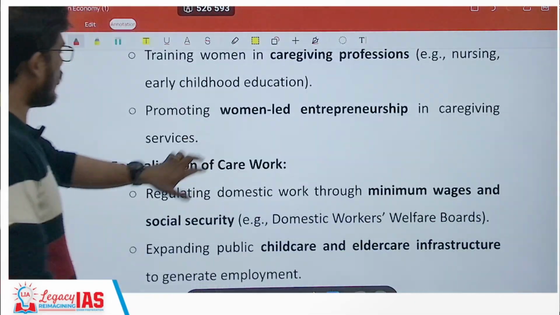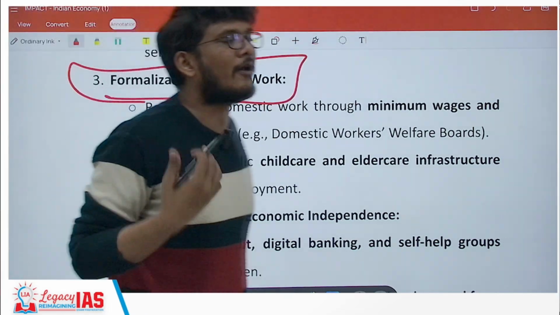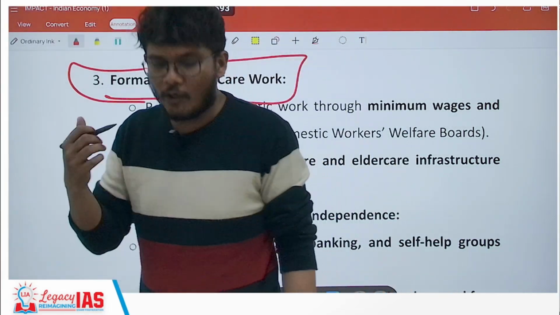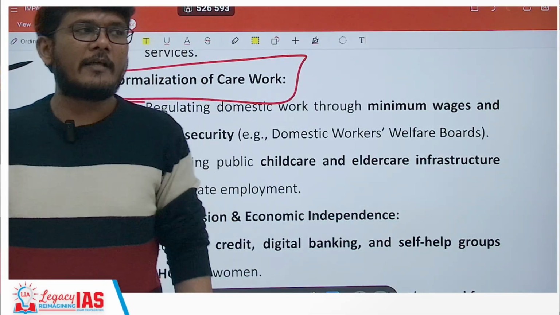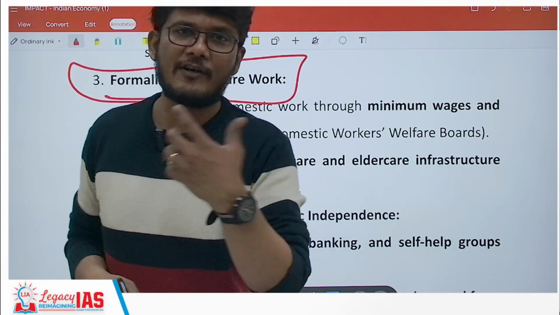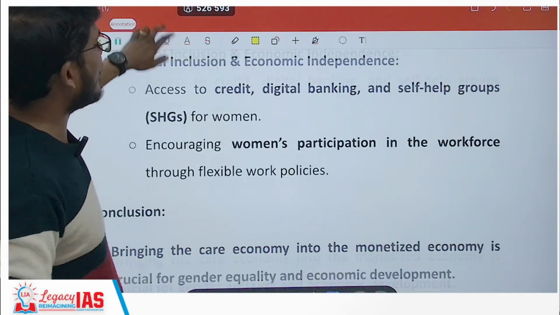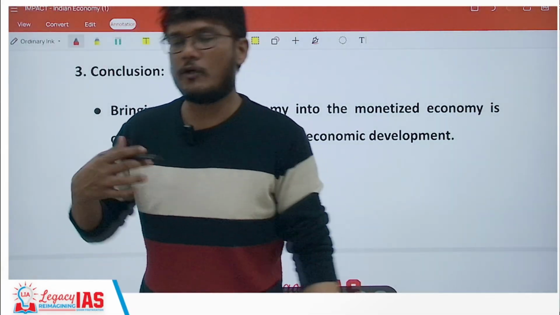So the next thing you can also talk about is formalization of the care work, bringing them into the organized sector. When they are in the unorganized sector, the payment is less. There is no basic payment or minimum wages. There are no benefits and anything like that. So you can formalize it, as well as talk about financial inclusion and economic dependence.